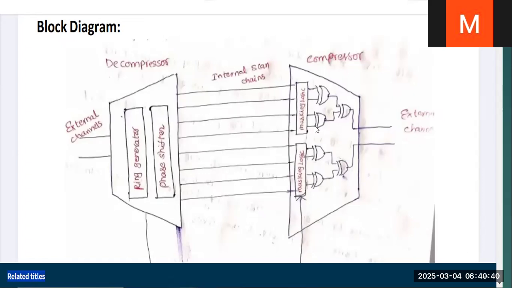With the help of this XOR tree, we can connect a larger number of internal scan chains to a smaller number of external scan channels. So compression happens with the help of this XOR tree.